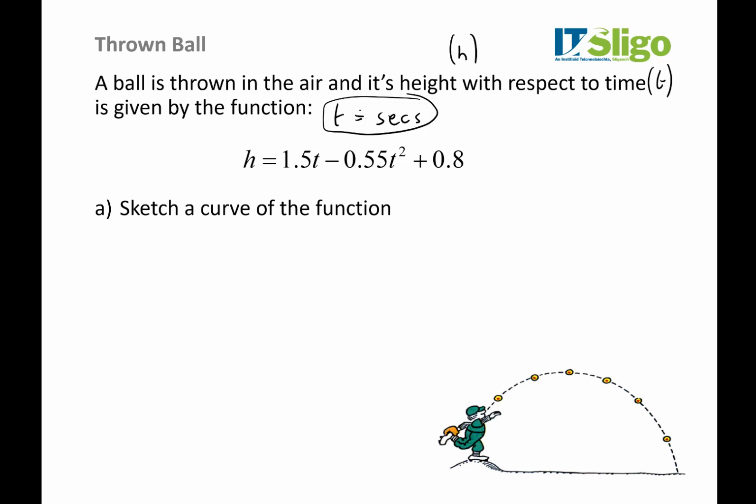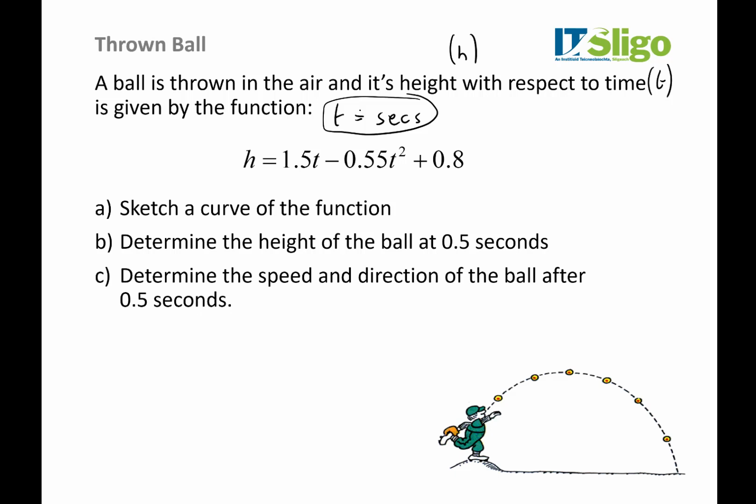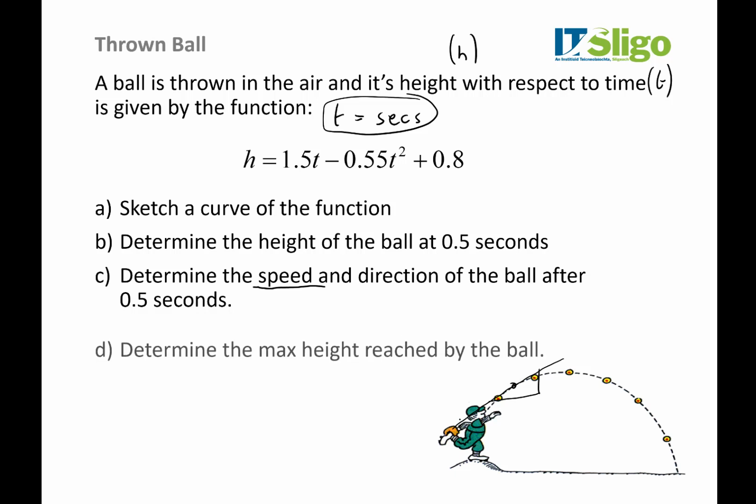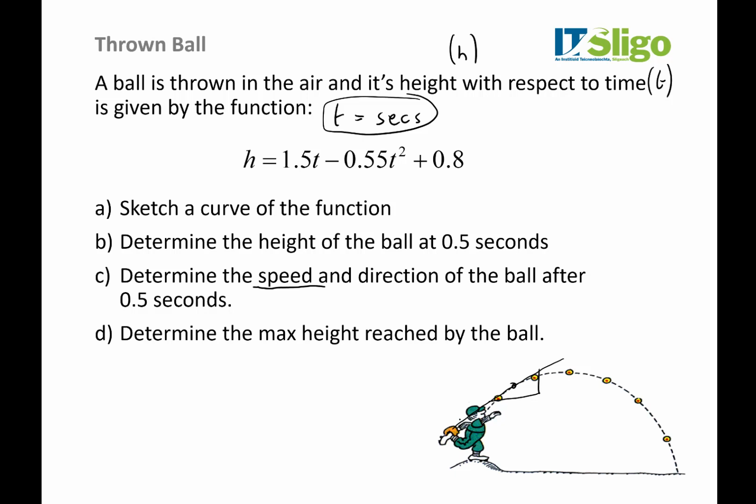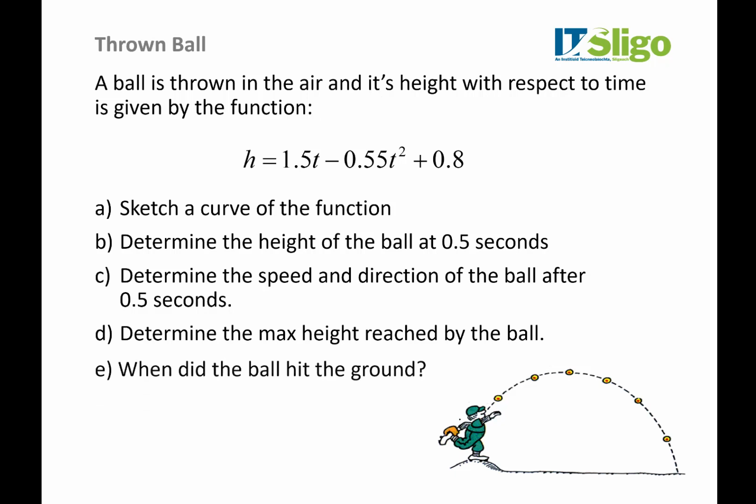So first, sketch a curve of the function. We'll put that on the next slide. Determine the height of the ball at 0.5 seconds. So we'll read that off the graph. Determine the speed and direction of the ball after 0.5 seconds. So to find the speed, guys, we need to draw a tangent and then work out the slope of the tangent. Determine the maximum height reached by the ball, and when did the ball hit the ground.